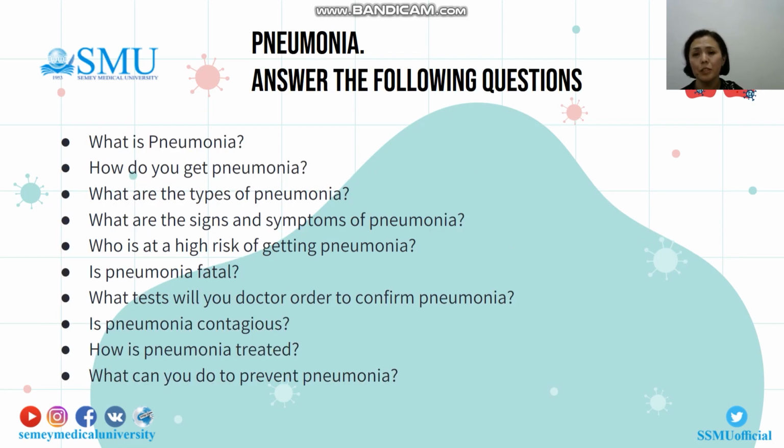Okay, students, we have finished with our text, and in order to check your understanding, please answer the following questions. First, what is pneumonia? How do you get pneumonia? What are the types of pneumonia? What are the signs and symptoms of pneumonia? Who is at high risk of getting pneumonia? Is pneumonia fatal? What test will your doctor order to confirm pneumonia? Is pneumonia contagious? How is pneumonia treated? What can you do to prevent pneumonia?